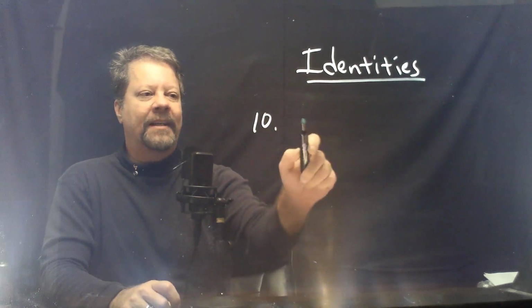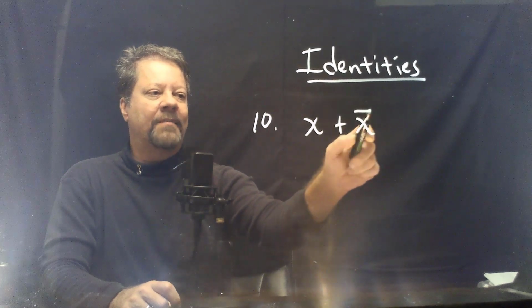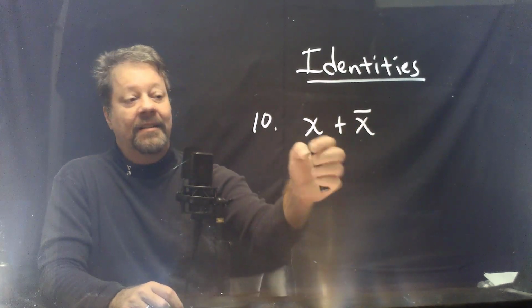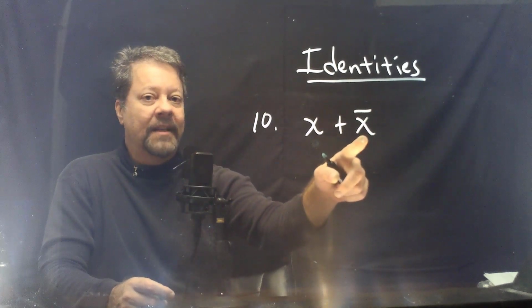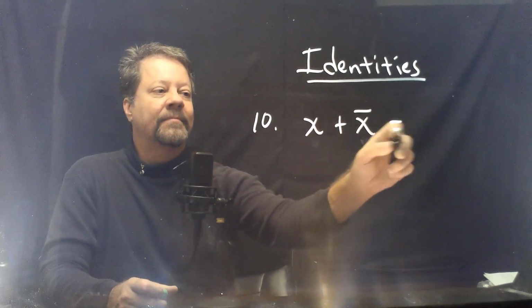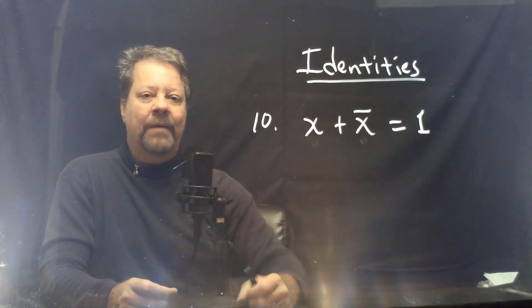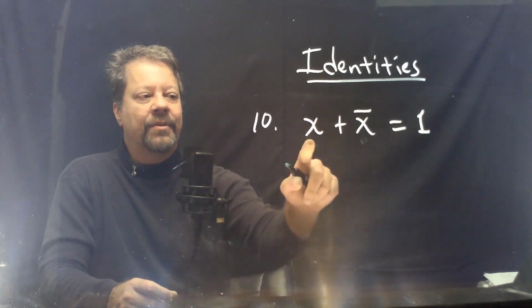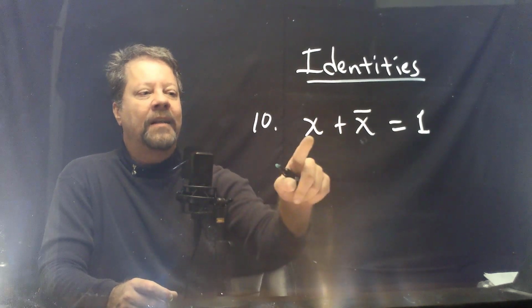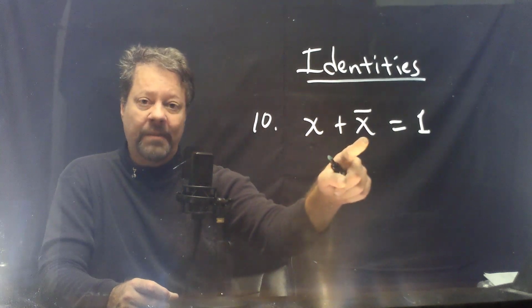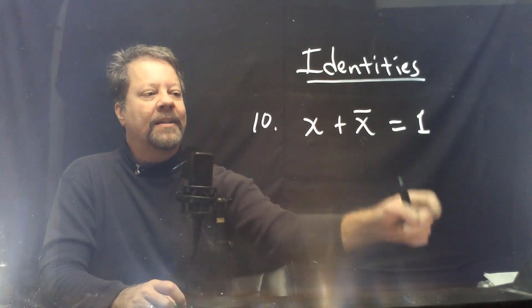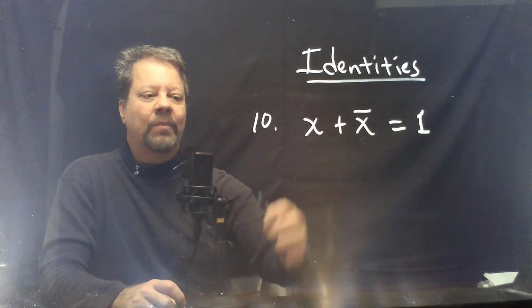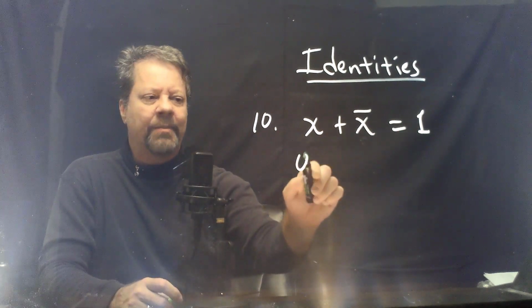For property 10, consider x plus x complement. Variable x or the negation of x. It has to be true no matter what x is. If x is true, you get 1. If x is 0, then x complement is 1, in which case you still get 1. So in all cases, for any value of x, you'll get 1. We'll call this the unit property.